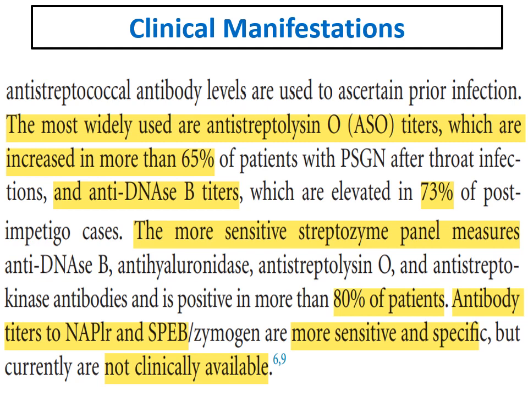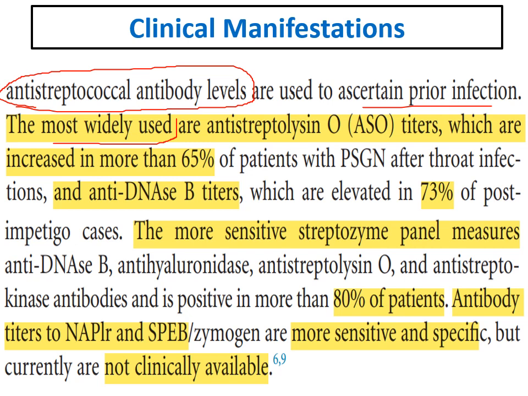We don't rely too much on streptococcal cultures to confirm our diagnosis, and cultures can be negative in many patients. We can rely on antibody levels, anti-streptolysin antibody levels, to confirm this infection. The most widely used antibody is the anti-streptolysin O titer.